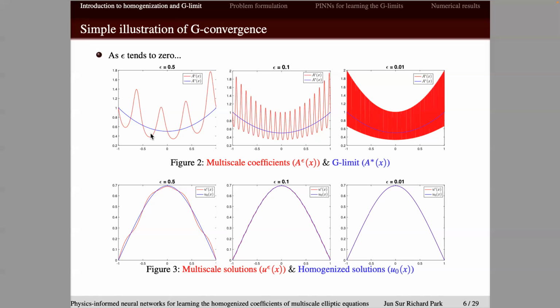Yeah, for example, if we talk about some channelized media, then inside the channel it's like 1,000 or even 10,000, but in the background it's 1 or 2. In that case, the homogenization itself might not be very applicable, because we have to have this epsilon feature.